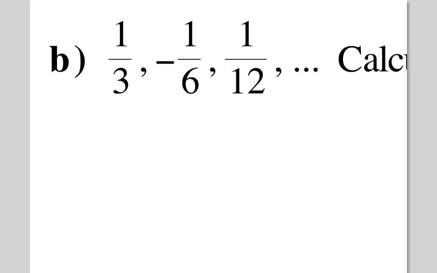It is negative something. Good observation, because the signs are switching, right? And what's happening to the denominators? Going up by 2s, or it's being multiplied by 2. What's happening to the numerators? So it's 1/2. Yeah, negative. That makes sense?